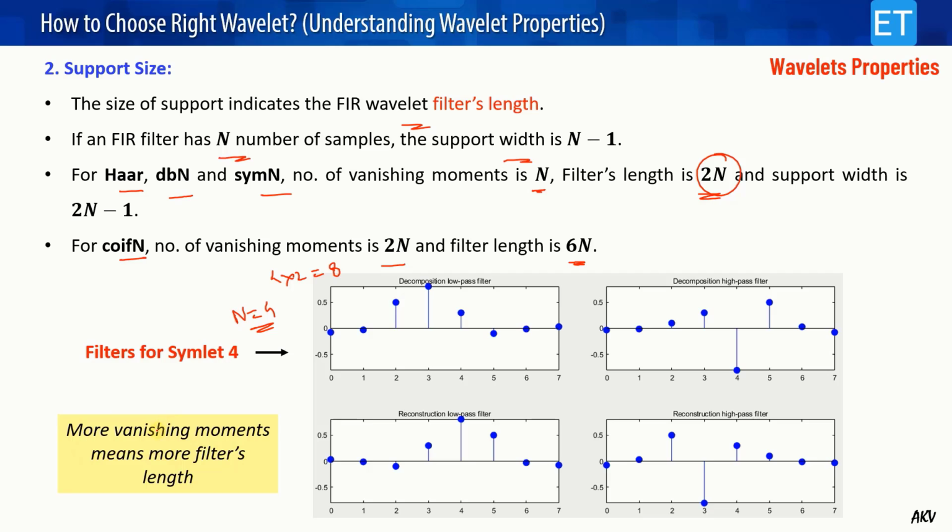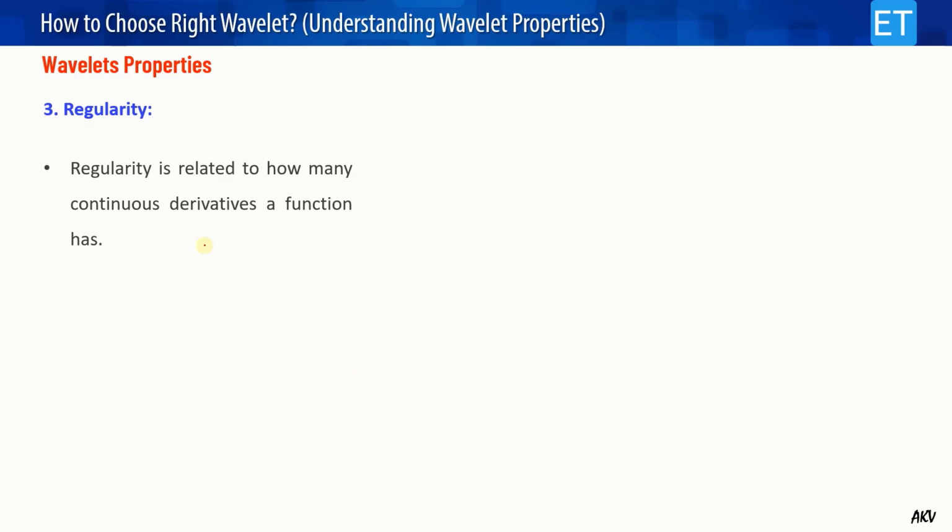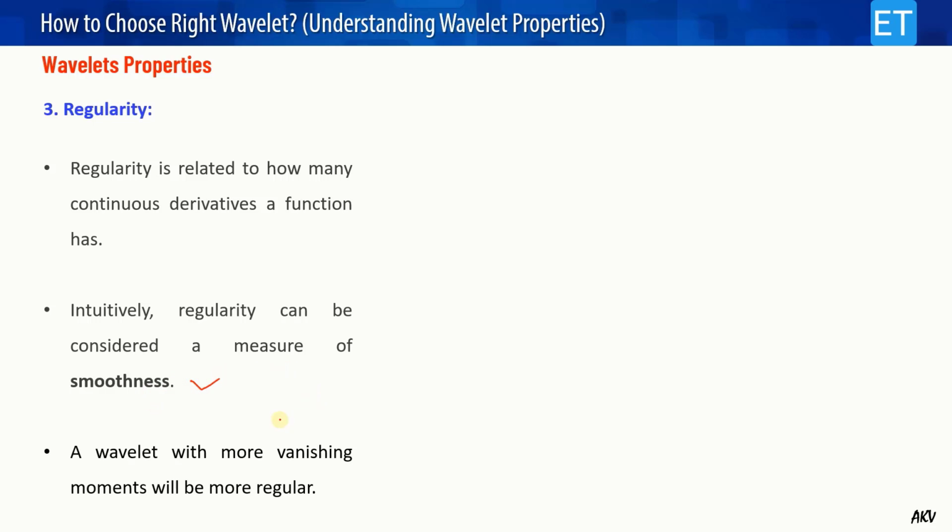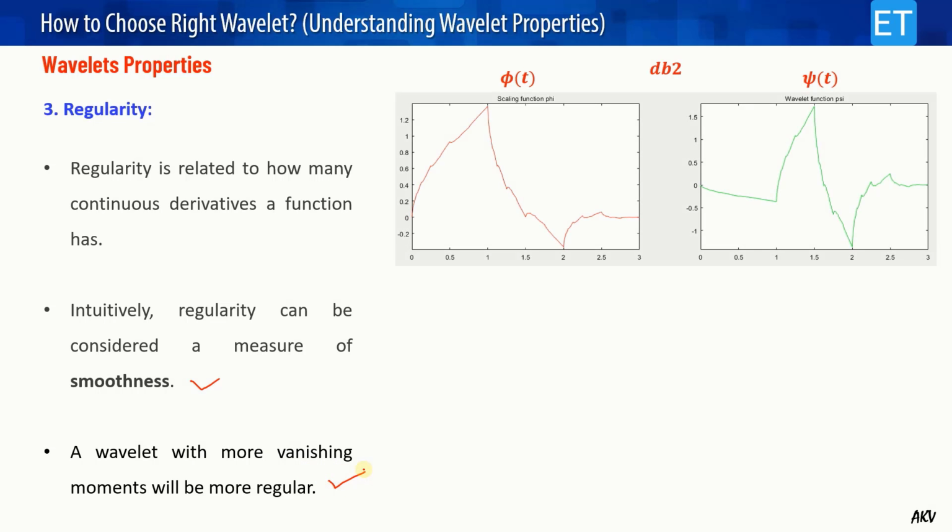So more vanishing moments clearly means that the length of the filter will be more. And the third one is the regularity. That is another very important one. So the regularity is related to how many continuous derivatives a function has. So intuitively, the regularity can be considered as a measure of the smoothness of the wavelet function. So a wavelet with more vanishing moments will be more regular. So this we can see with this example.